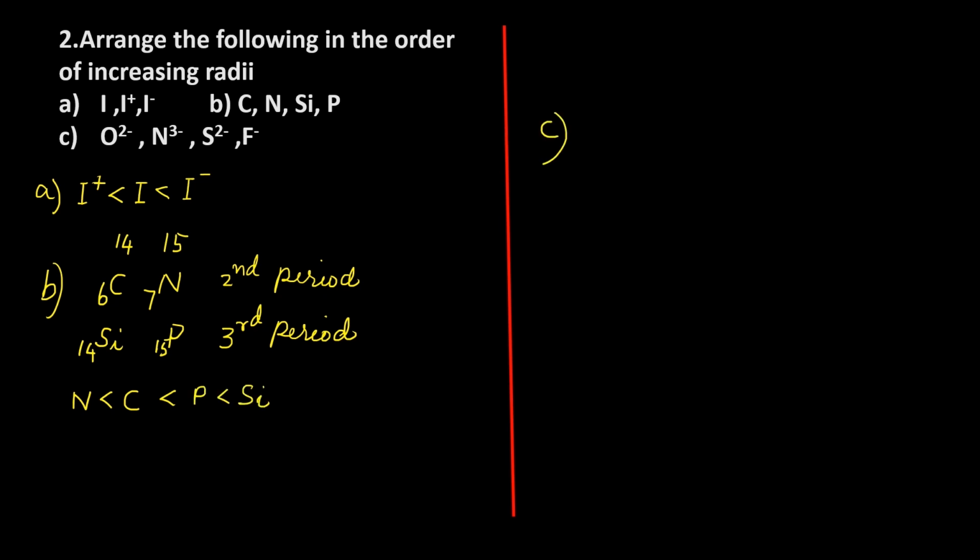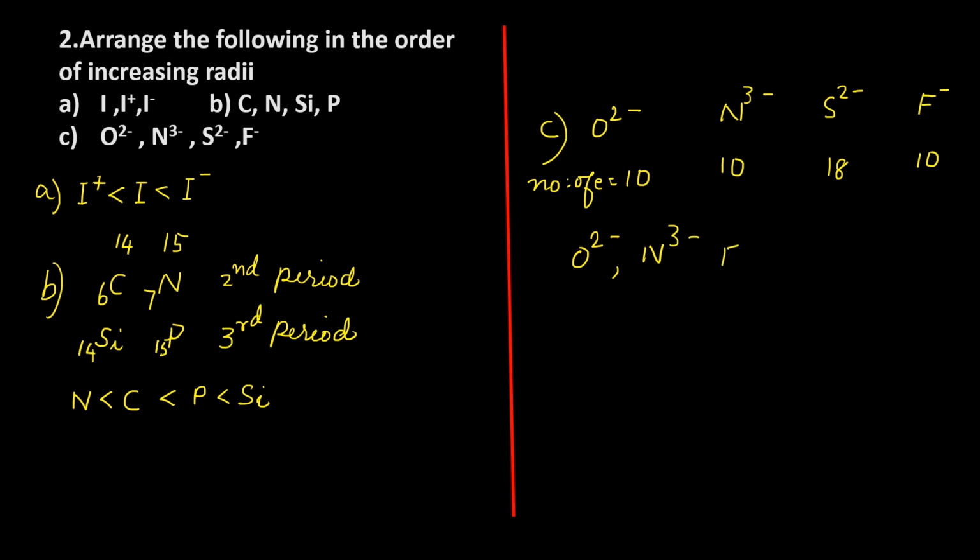Next one, C. Oxygen, nitrogen and fluorine belong to second period. Sulfur belongs to the third period. For O2 minus, there are 10 electrons. In nitrogen 3 minus also there are 10 electrons. In sulfur 2 minus there are 18 electrons. In fluorine negative ion also there are 10 electrons. So we can understand O2 minus, N3 minus and F negative are all isoelectronic anions.